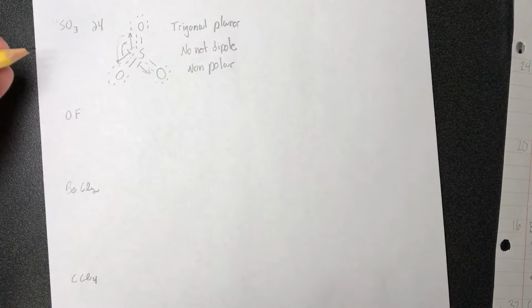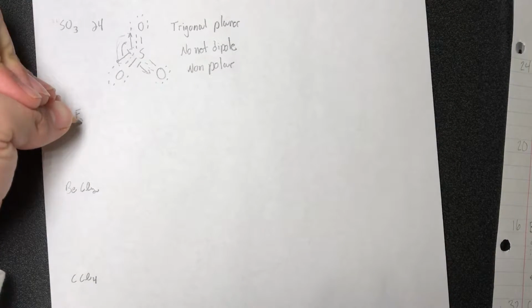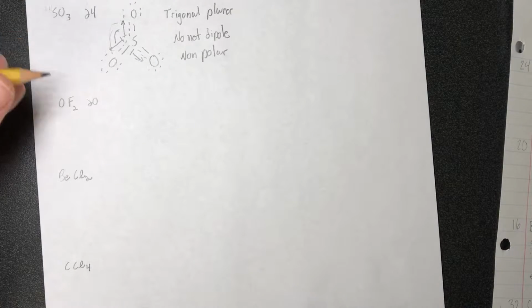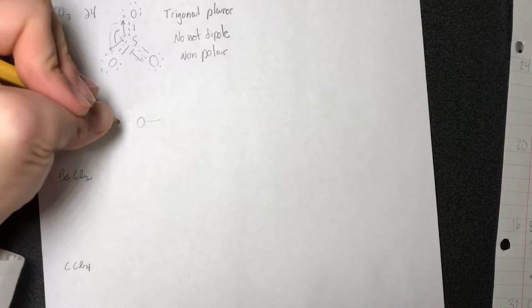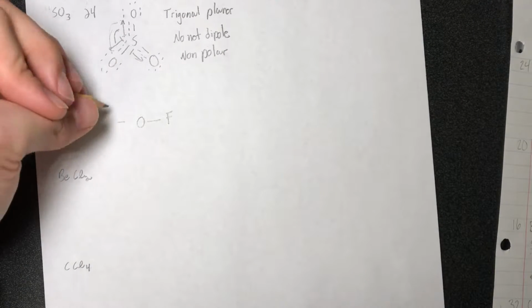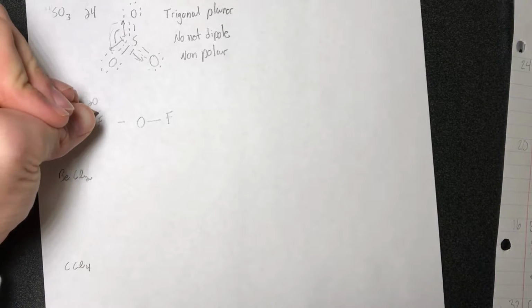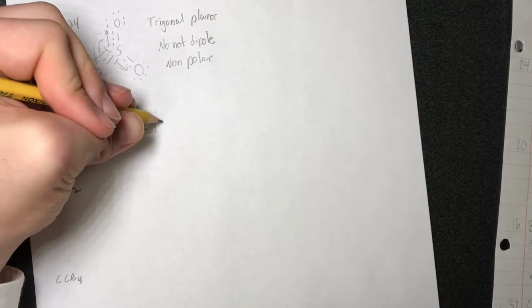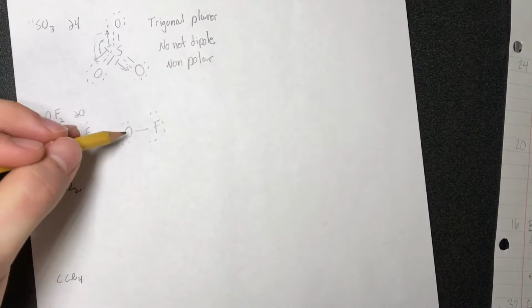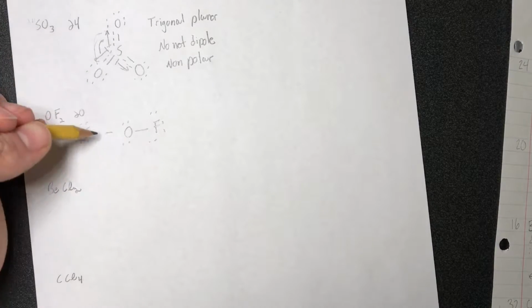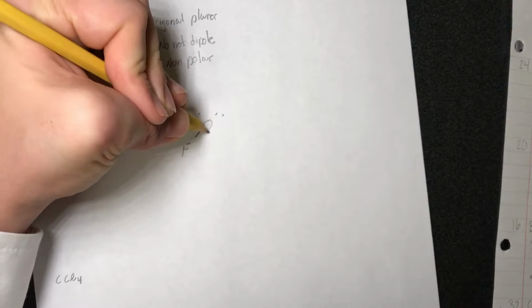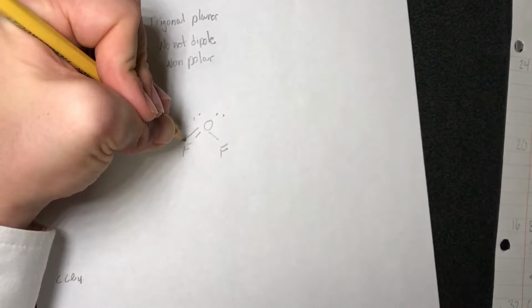And for OF, we're going to do the same thing. That's actually OF2. We're going to count the electrons, so it's going to be 20. And then the least electronegative followed by the more electronegative. And this one is actually going to have two non-bonding domains on the O. And these non-bonding domains are going to push these two bonds away. So it's going to end up looking like this. And the net dipoles are going to be this way.